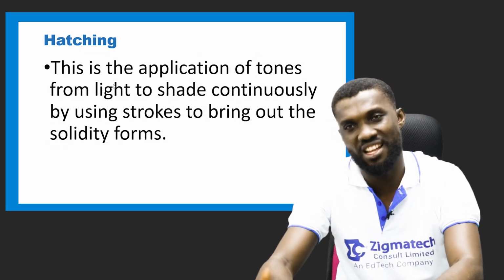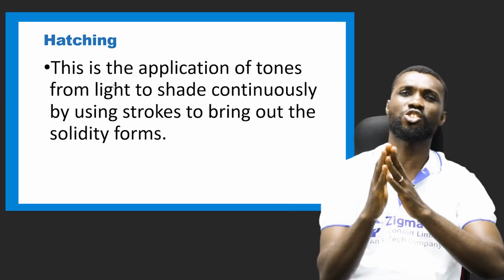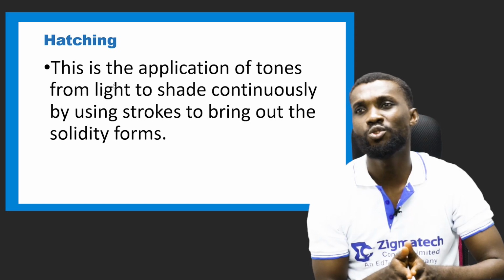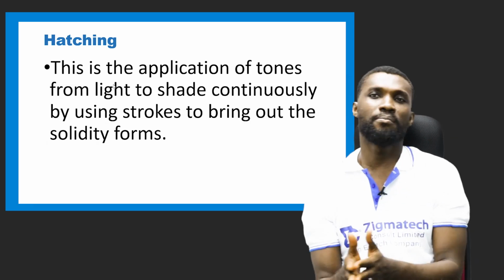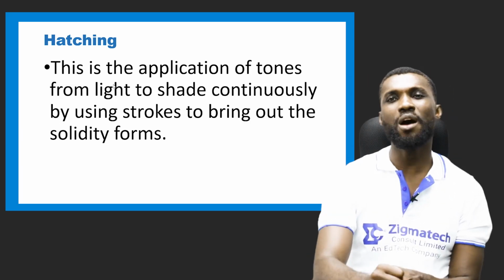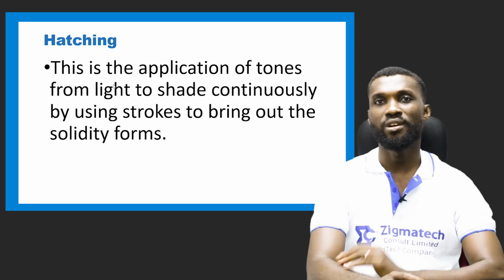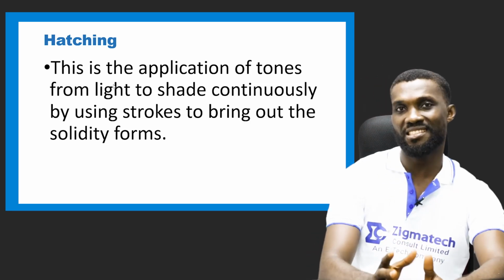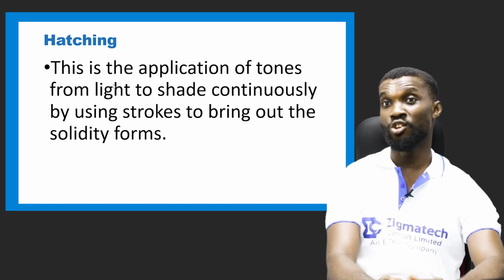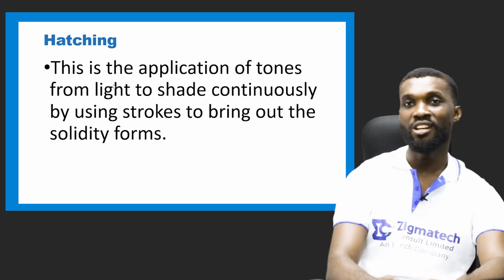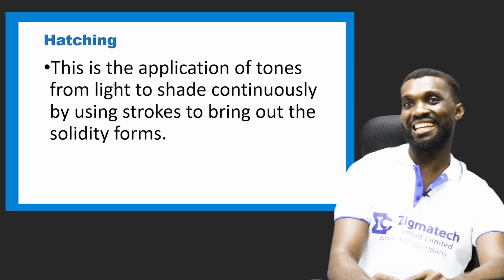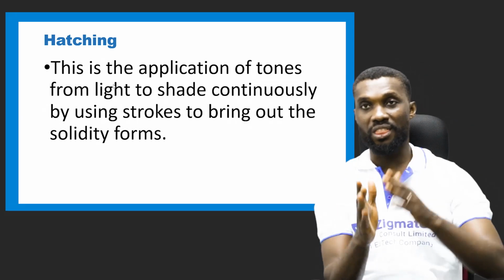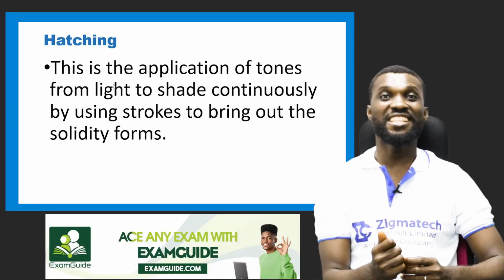What is hatching? This is the application of tones from the light to the shade continuously by the use of strokes to bring out the solidity of form. Remember, when we talked about blurring, it was to bring out the roundness and solidity. For hatching, it is to bring out the solidity. That does not mean you cannot still achieve the roundness, but for this, the solidity is key.